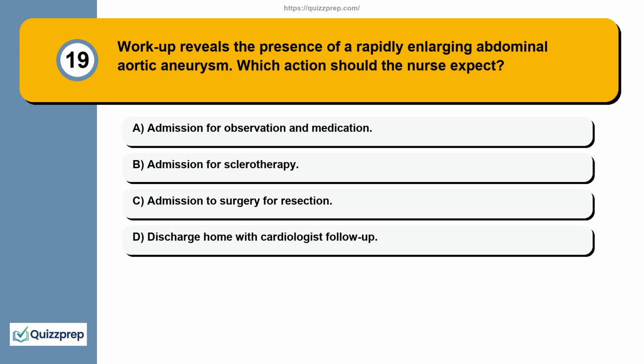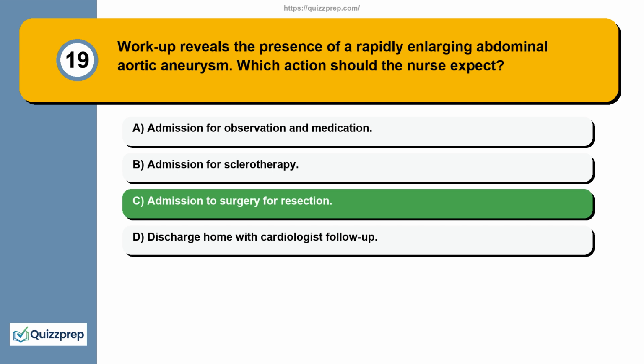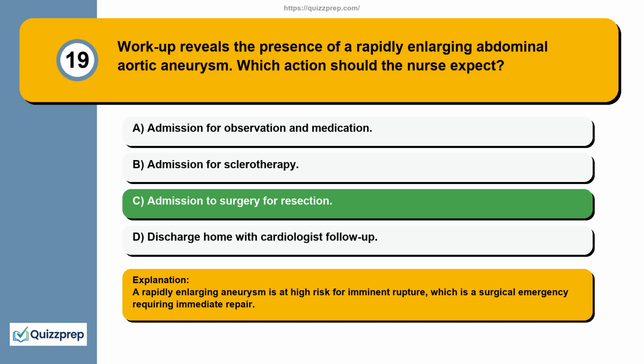Question 19. Workup reveals the presence of a rapidly enlarging abdominal aortic aneurysm. Which action should the nurse expect? Admission for observation and medication. Admission for sclerotherapy. Admission to surgery for resection. Discharge home with cardiologist follow-up. A rapidly enlarging aneurysm is at high risk for imminent rupture, which is a surgical emergency requiring immediate repair.